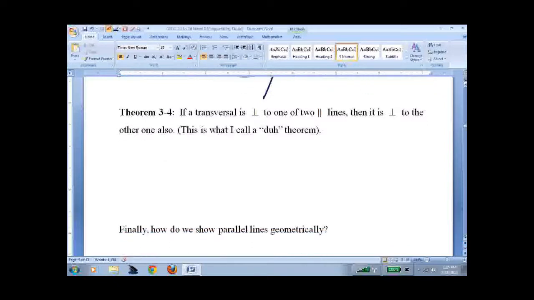And theorem 4, one of my duh theorems. If you've got two parallel lines and a line at a right angle to one, it's perpendicular to the other one. This, I'm not even going to do the proof. If this is angle 1, this is angle 2, you know they're congruent. Let's just say you were in this situation. You know that measure of angle 2 equals 90 degrees because of corresponding angles. These are corresponding angles. So they have to both be there.